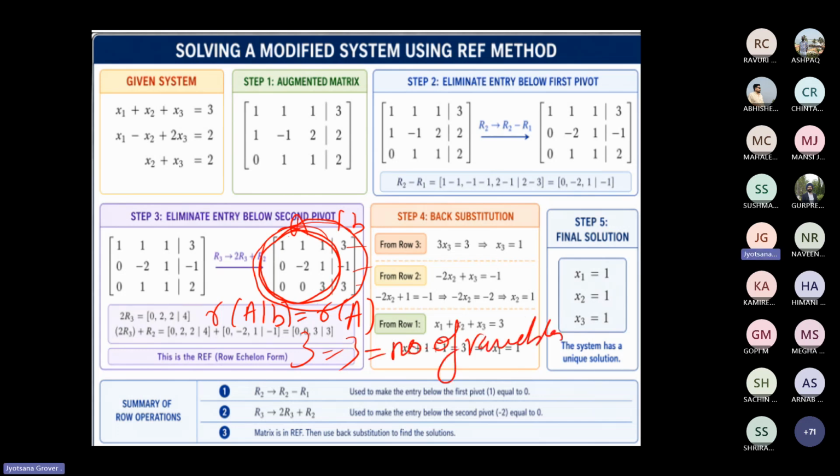Number of variables is 3. So if the rank of the augmented matrix is the same as the rank of matrix A, and if it is equal to the number of variables, then you have a unique solution. Please make a point of it in your copy.